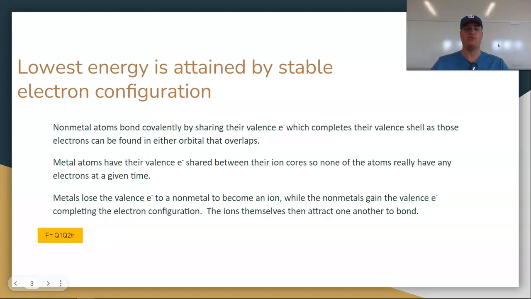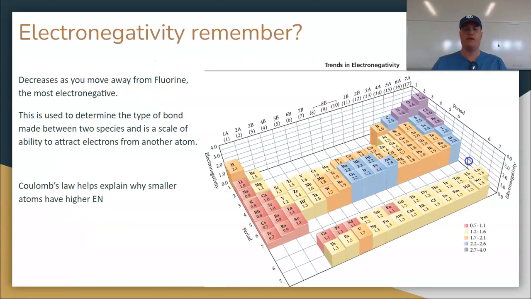This explains Coulomb's law, why smaller atoms have a higher electronegativity. Because you have a smaller radius, that means your force is going to be exponentially increased because it's in the denominator. So you might want to keep that in mind as you're thinking about electronegativity.